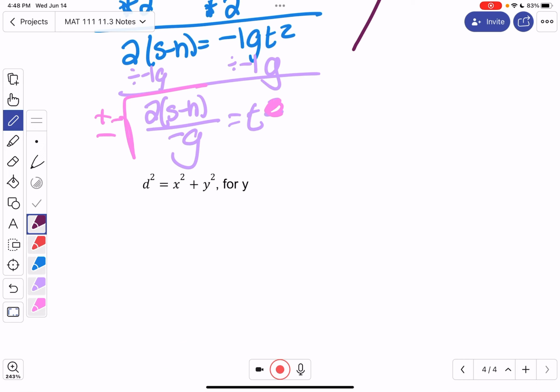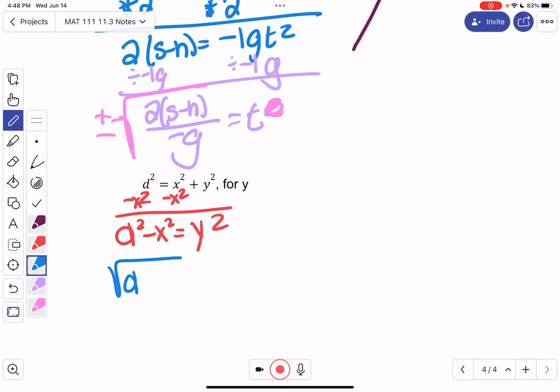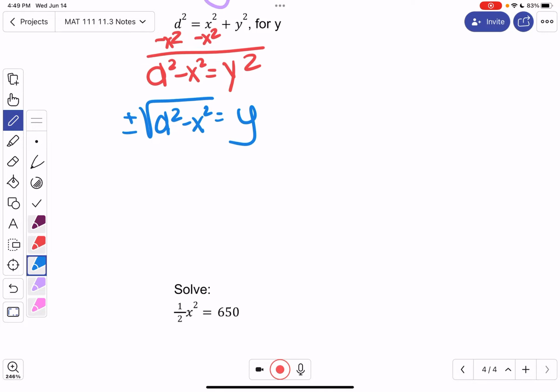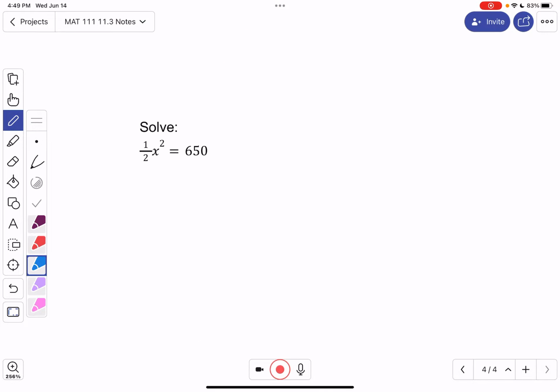All right, let's do this last one. Subtract x squared to get the y alone. So we have d squared minus x squared equals y squared. To get rid of a squared, we do our square root, and we need a positive and a negative. That's the biggest part on these. Using all of that information, see if you can solve this problem.